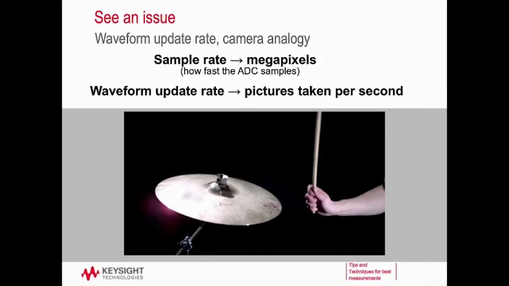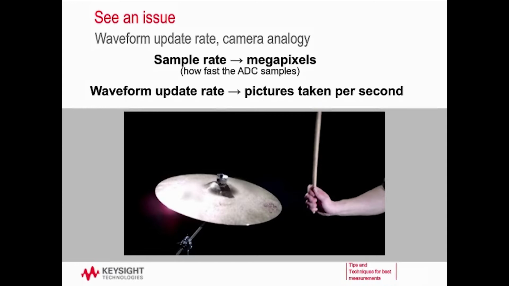So in addition to making fast measurements, we want to talk a little bit about waveform update rate, because that also affects our measurements. Generally, the faster your waveform update rate, the faster you're going to be able to make measurements. The analogy I like to use to describe what waveform update rate means is that of a digital camera. Your sample rate, or even your bandwidth, is analogous to the megapixel spec of your digital camera. That's basically how fast your scope is able to sample, and how precise your camera is able to take pictures, how high a resolution they have.